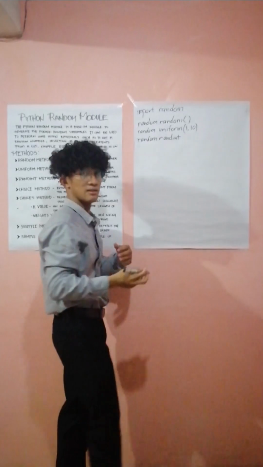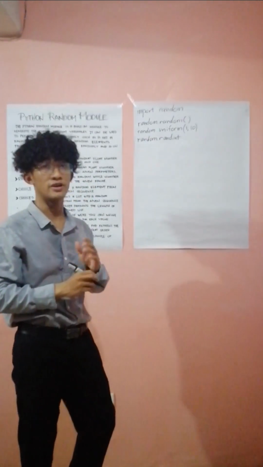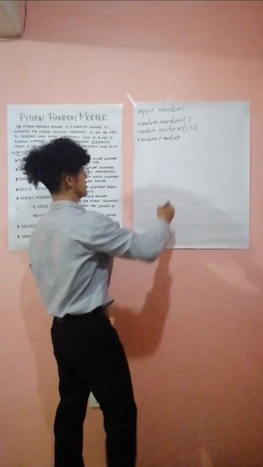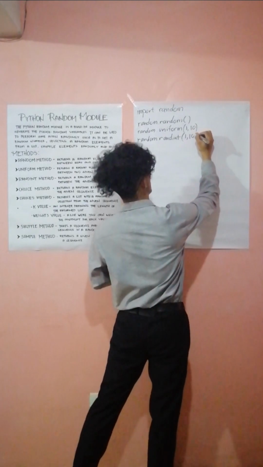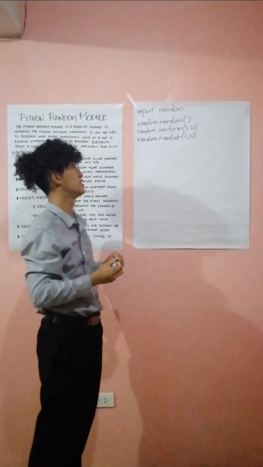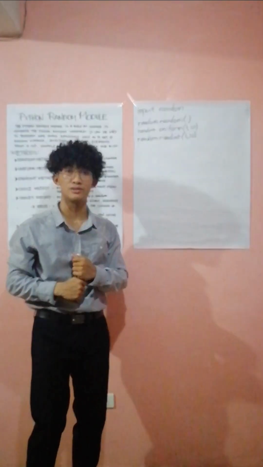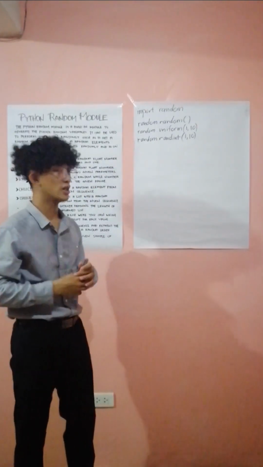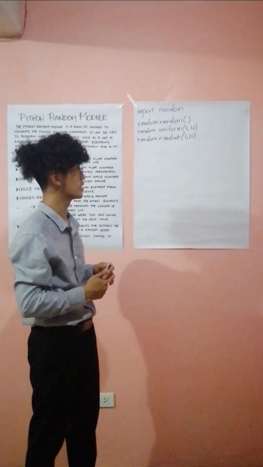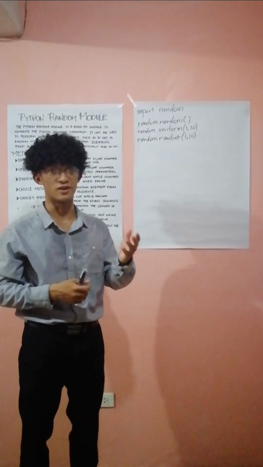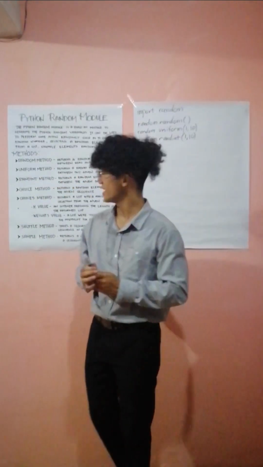And as in uniform, inside the parentheses we will put our starting and ending number. So I will put 1 to 10. Same example. So if I print out random.randint parentheses 1 to 10, it will give me a random number from 1 to 10. So it can be 1, 2, 3, 4, 5, 6, 7, 8, 9, 10. So that's it for the randint.